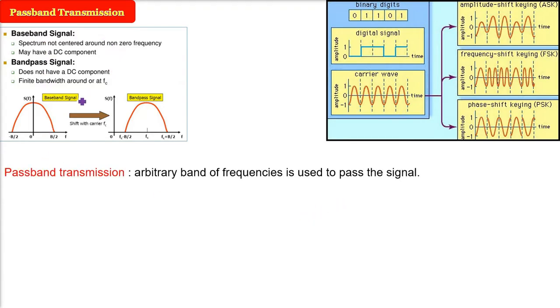Passband transmission is all about arbitrary bands of frequencies. Band means the range of frequencies which is used to pass the signal. So the frequency band can be anything. This can be a band, this can be a band. That is why we are saying arbitrary different bands of frequencies are used to pass the signal. This is passband transmission. It is a range, different frequencies and different ranges, which are used to pass the signal.